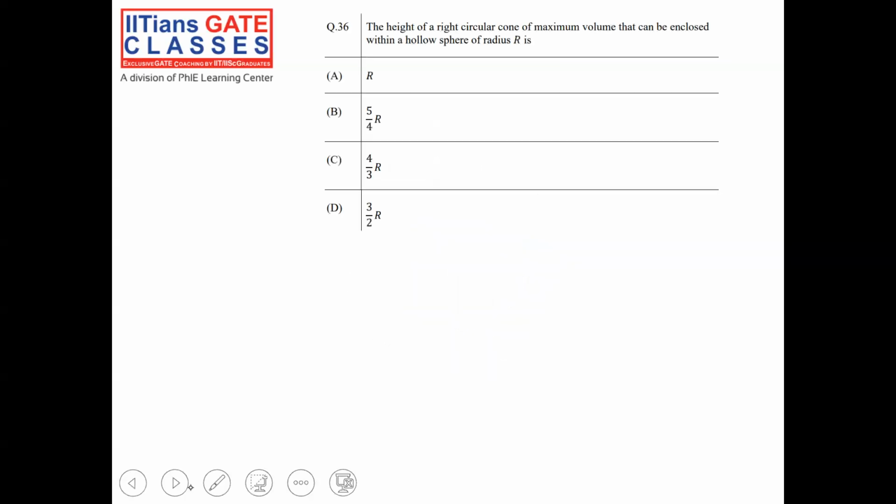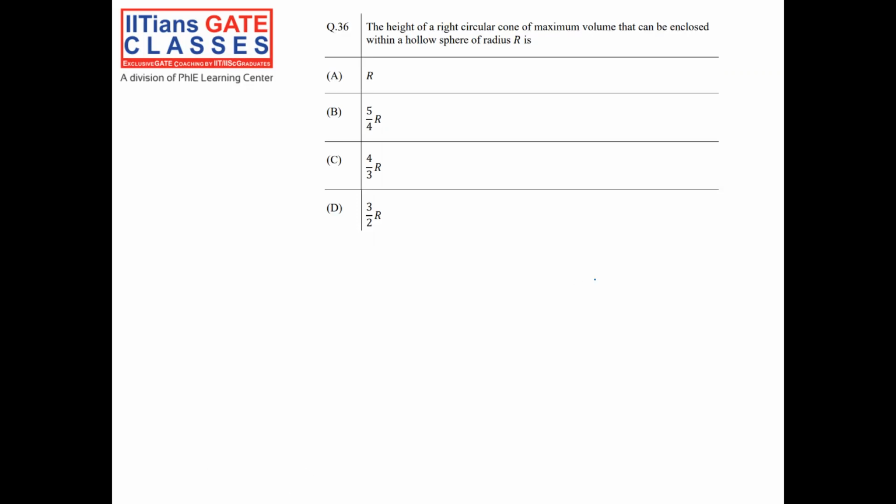Coming towards the next question. This question is regarding the maxima and minima topic. So let's try to solve it. They are asking the height of a right circular cone of maximum volume that can be enclosed within a hollow sphere of radius r. So let's try to draw the figure.